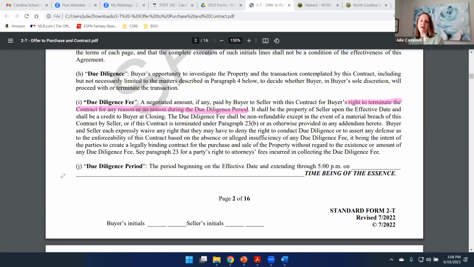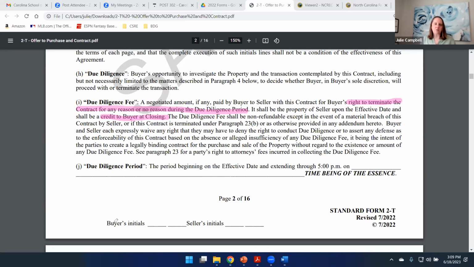So the contract defines the due diligence fee as the buyer's right to terminate for any reason or no reason during the due diligence period. It shall be the property of the seller upon the effective date and shall be, there it is again, a credit to the buyer at closing. Due diligence fee is non-refundable, except in the event of a material breach of this contract by the seller, or if this contract is terminated under paragraph 23B, we'll get there, or otherwise provided in any addendum.